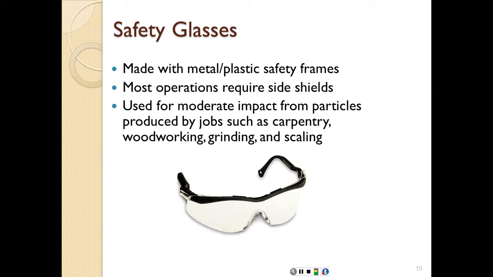The safety glasses are going to be made with metal and plastic or plastic safety frames. Most operations require side shields like what you have here on this set of glasses. It has a wraparound lens, so it's going to cover the sides as well. It's used for moderate impact from particles produced by jobs such as carpentry, woodworking, grinding, and scaling. So minor flying debris or sparks or something like that, so it's not something major, something heavy.